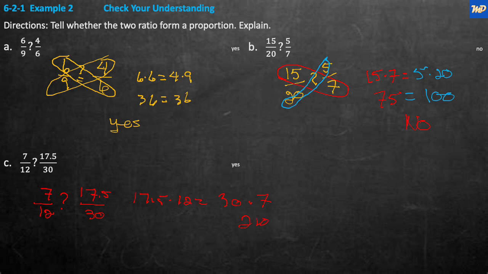And is 17 and a half times 12, that's interesting. And so, I'm going to change colors. 17 and a half times 12 is also equal to 210. So these two are yes. They do form a proportion.